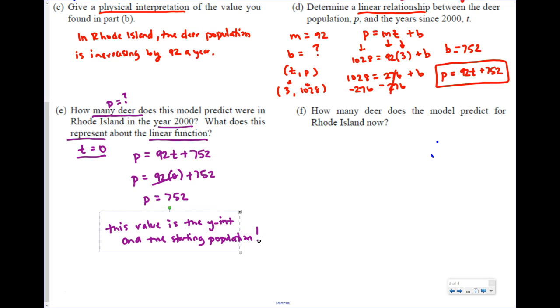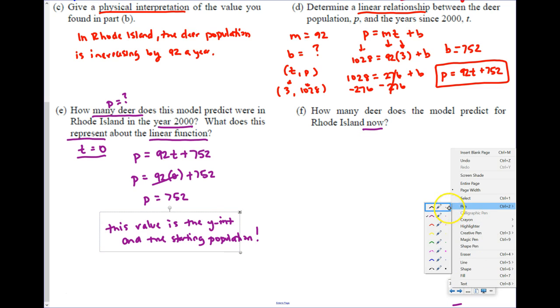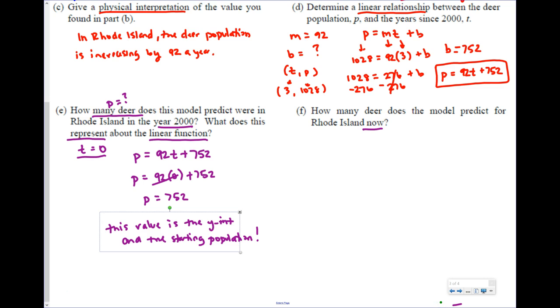Okay? And finally, letter F, how many deer does the model predict for Rhode Island now? Okay, well, the year now is the year 2016. So we're looking for this model in terms of t equaling 16. So now we plug in 92 times 16 plus 752.